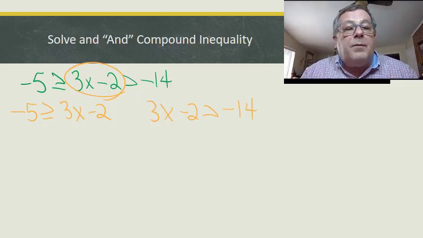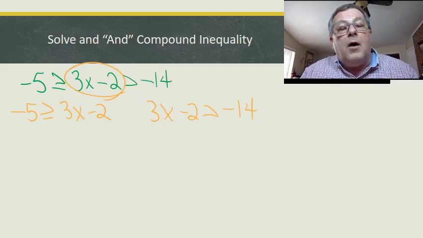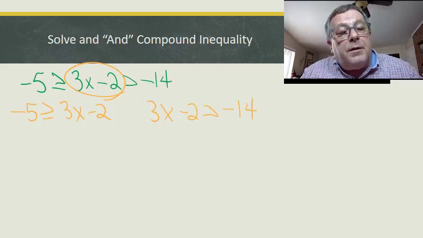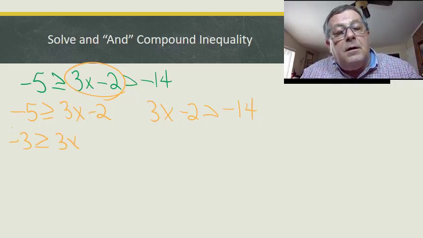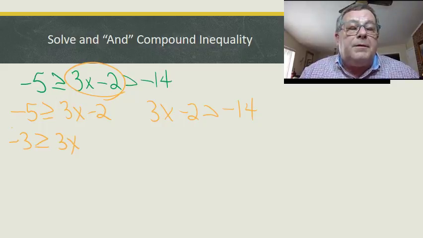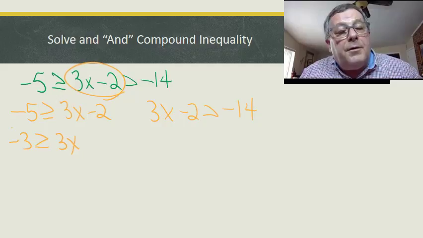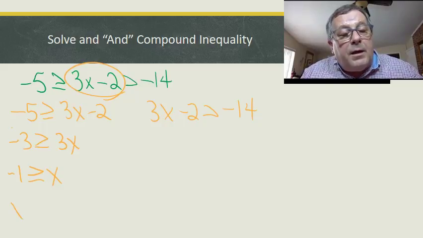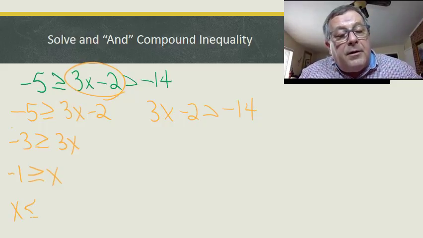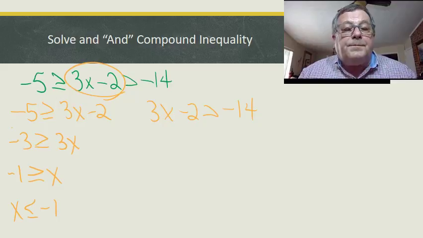And then I'm going to solve both sides of this. So let's see, I'm going to go to the one on the left here. -5 is greater than or equal to 3x minus 2. I'm going to add 2 to both sides. That's going to end up with -3 is greater than or equal to 3x. And I'm going to divide both sides of the equation by +3. And when I do, I'm going to end up with -1 is greater than or equal to x. And I'm going to go ahead and just rewrite this where x is less than or equal to -1.